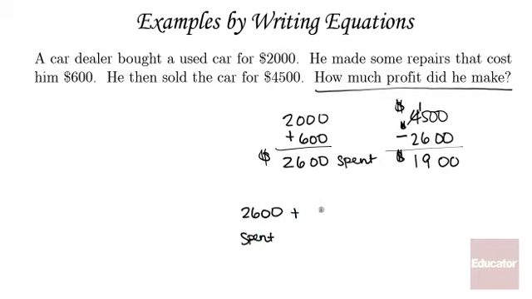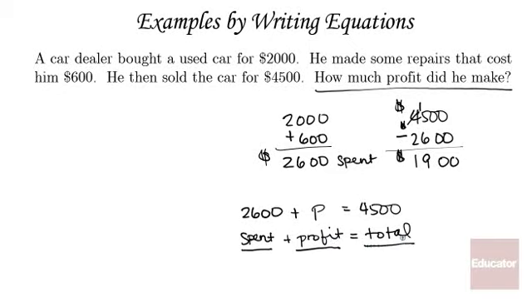And then plus his profit, the P, plus his profit will give us the total price, which was $4,500. So once again, we've set up part to whole. Part of the money is how much he spent. Part of his money is how much he's going to make. And together, that gives you the total amount of the car, how much the buyer is spending. So we have $2,600 plus P equals $4,500.